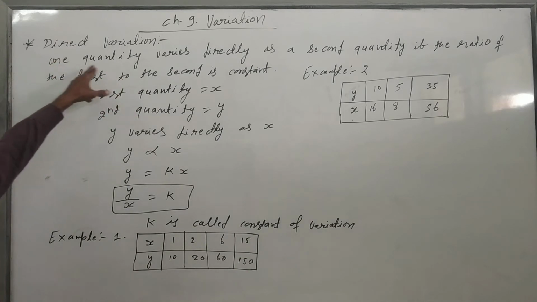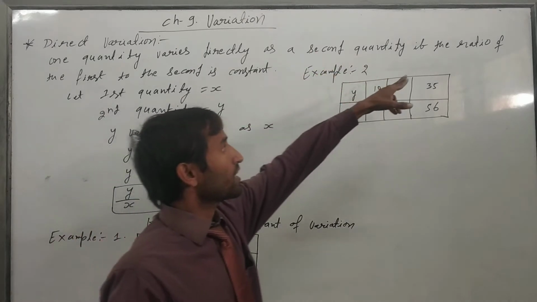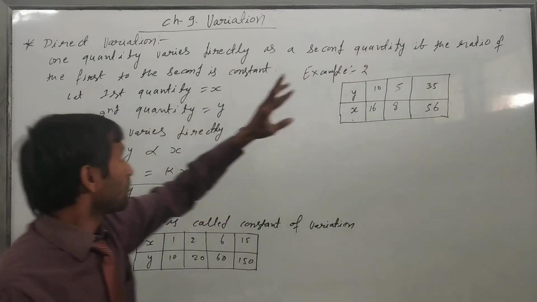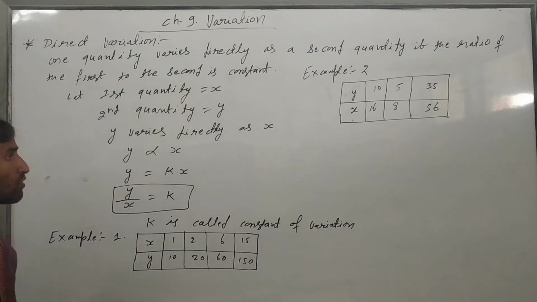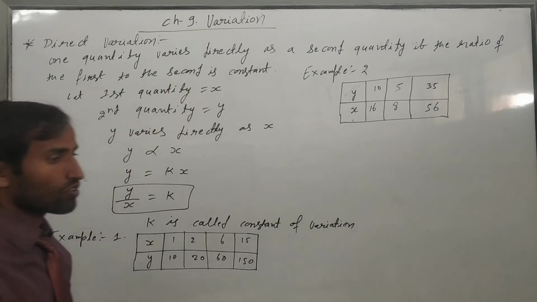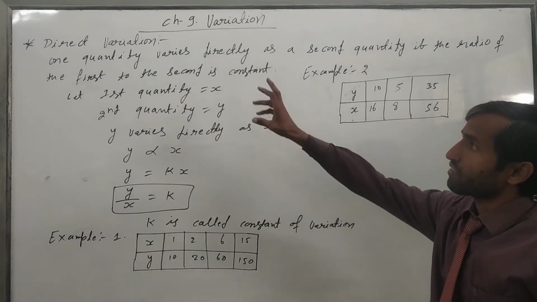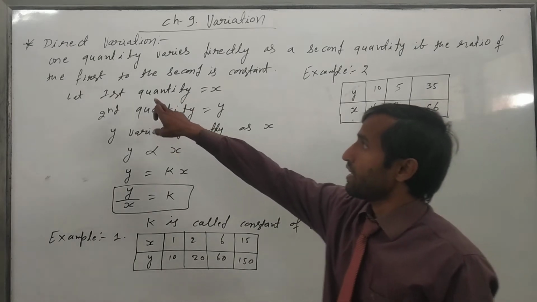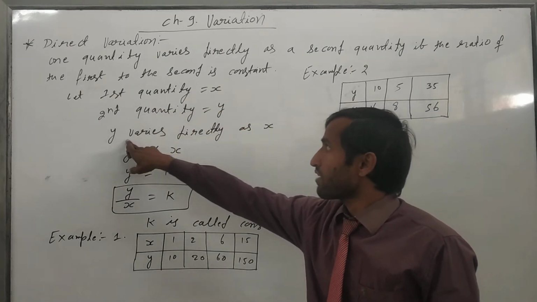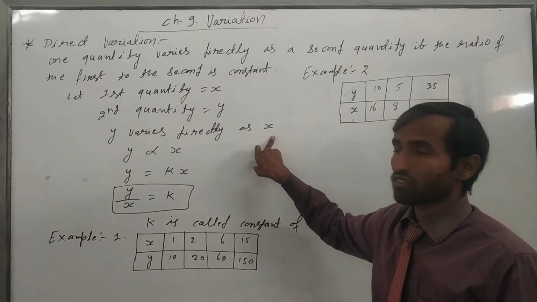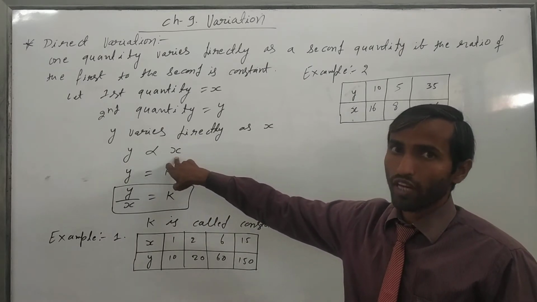See, in this definition: one quantity varies directly as a second quantity if the ratio of first to second is constant. So if the ratio of both quantities is constant, then it is called direct variation. I have taken a list, first quantity is x, second quantity is y. So y varies directly as x. We will write it like this: y is directly proportional to x.